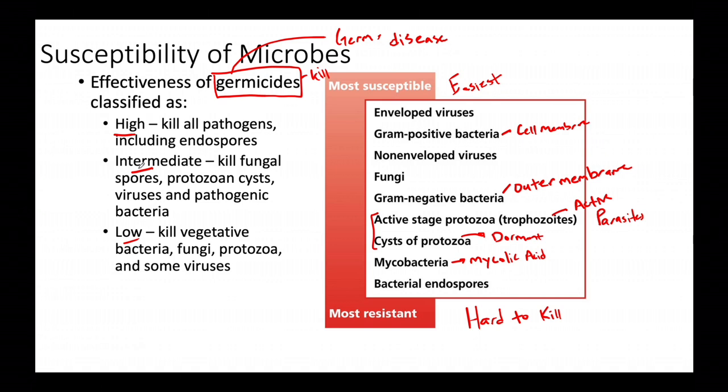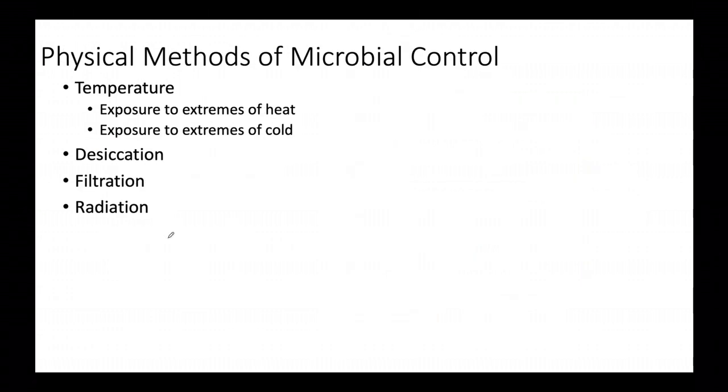An intermediate germicide is going to dial it back a little bit. You can see it's going to get up through fungal, protozoan cysts, viruses, pathogenic bacteria. So it's going to get up to this area, and you're going to be removing these two from the mix potentially. And then low-level is going to lessen the types of microbes that are affected even further. So just realize that not all microbes are equally affected by different chemical or physical methods. We're going to run through the physical methods first.